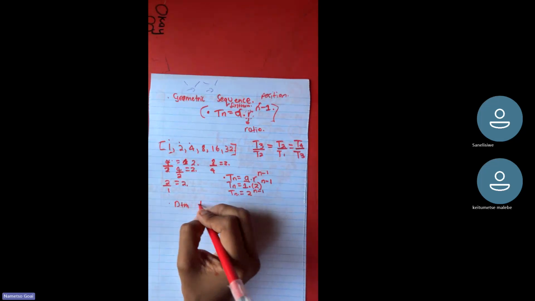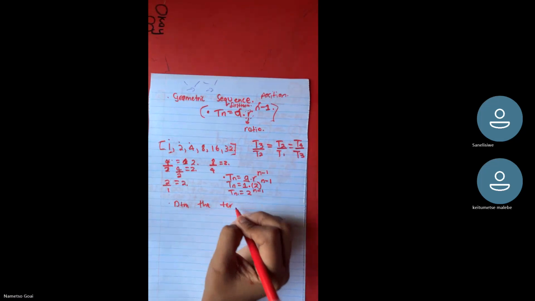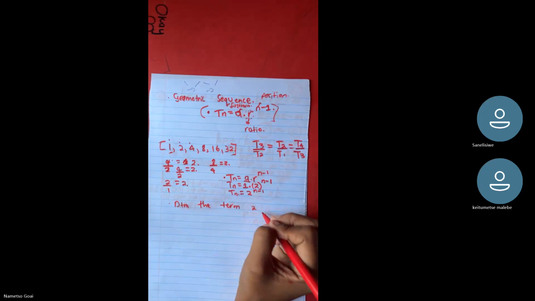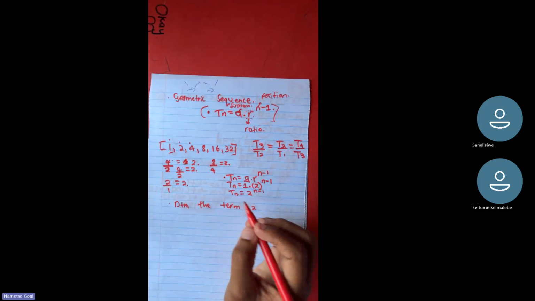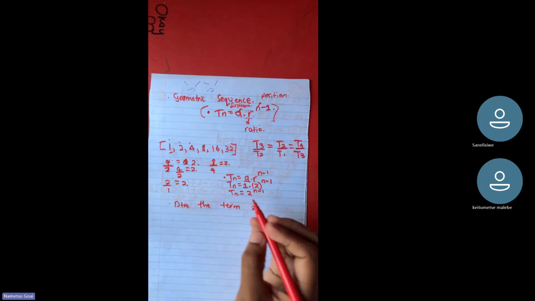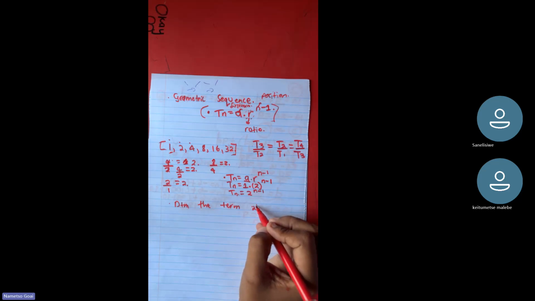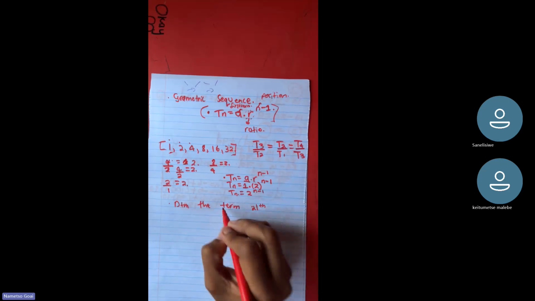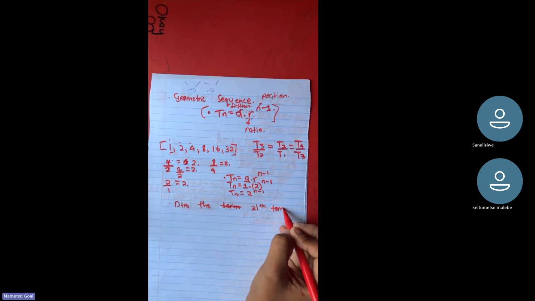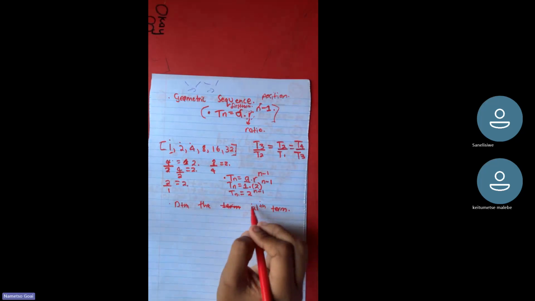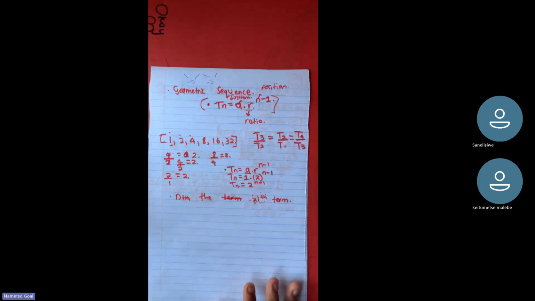DTM the 21st term. I think I should have just said DTM the 21st term. Again, we're given our n. So what we just have to do is look for the value of the 21st term.